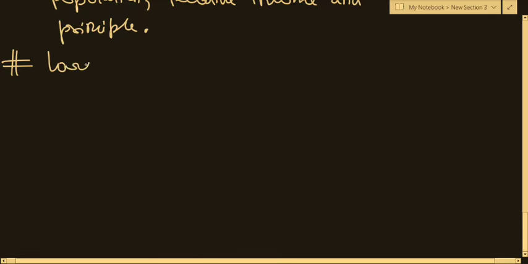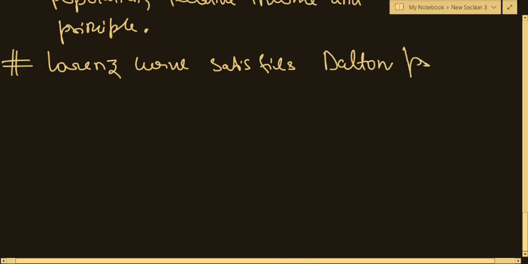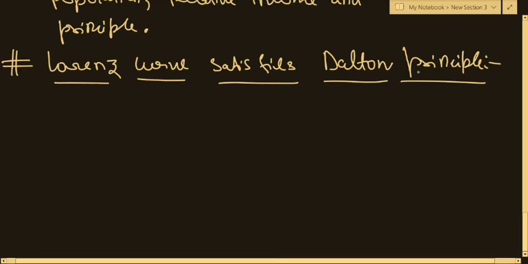So we have to prove, let us say, that the Lorenz curve satisfies the Dalton principle. Recall what the Dalton principle is. If we have a regressive transfer, transferring income from not richer to not poorer, it is known as a regressive transfer. Then the new income distribution after the regressive transfer would be more unequal.